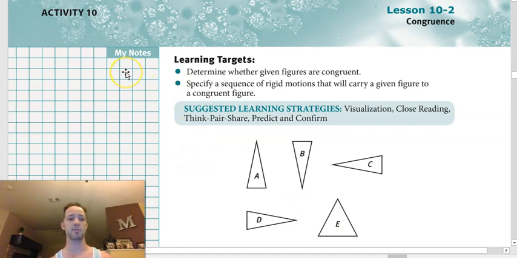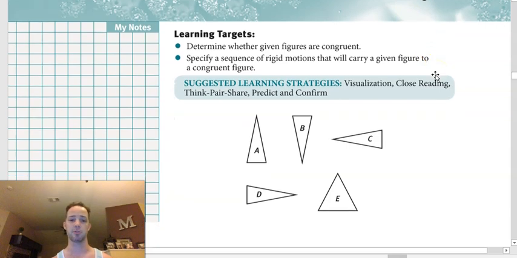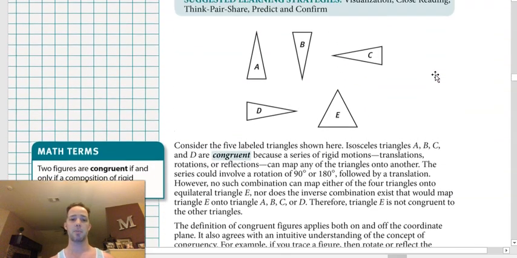Alright, so in Activity 10-2, our focus is to determine whether figures are congruent, and we're definitely going to be using some sequences of rigid motion to prove that we have some congruent figures here. The first example says consider the 5 labeled triangles. Just looking at these, which ones look like they're congruent, and why would we know that they're congruent?